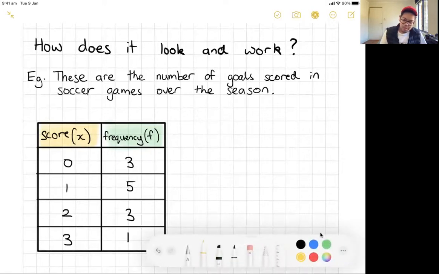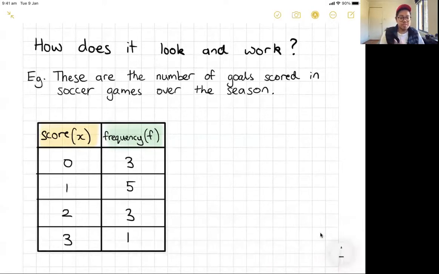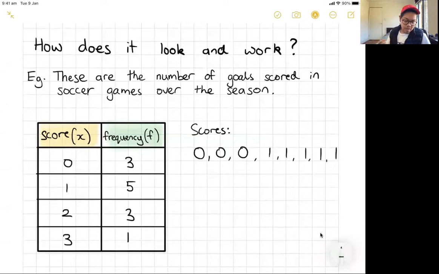Normally you wouldn't do this, but I'm just going to do this so you can see what this table means. My score here is 0, and my frequency, which means how many times it happened, is 3. So if I was to write these scores out, it would go 0 three times: 0, 0, 0. And then we scored 1 five times: 1, 2, 3, 4, 5. And then we scored 2 three times: 1, 2, 3. And then we're looking at 3. How many times did we score 3 goals? Well, we only scored that once. Okay, so that is how this table works.